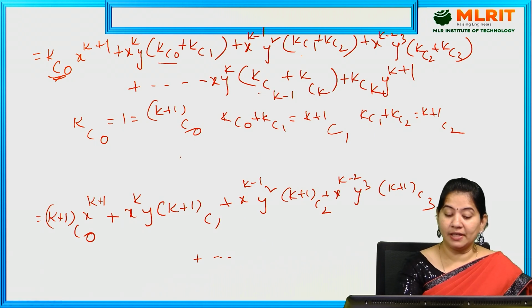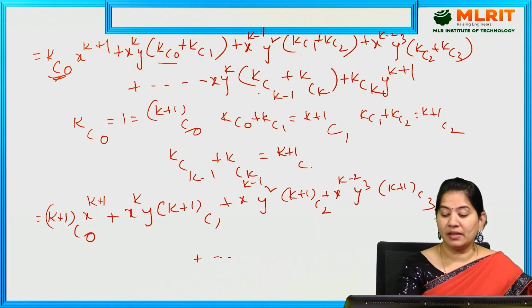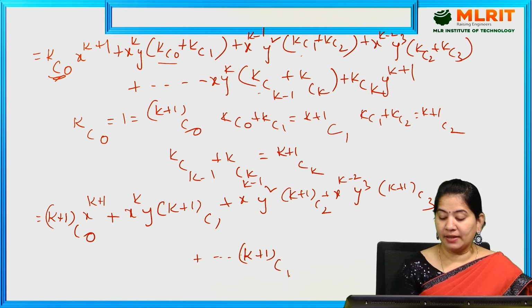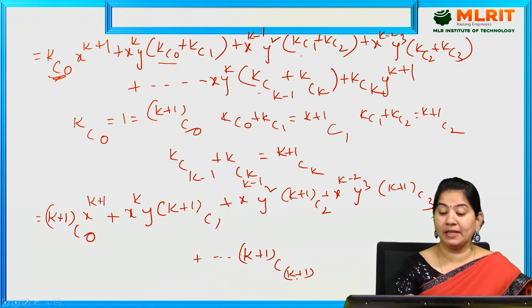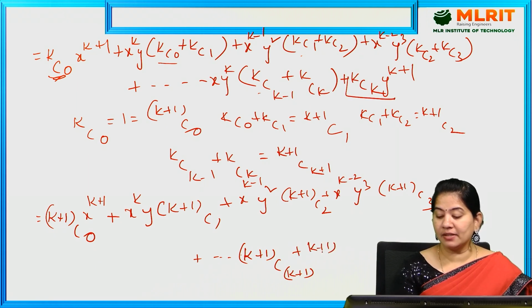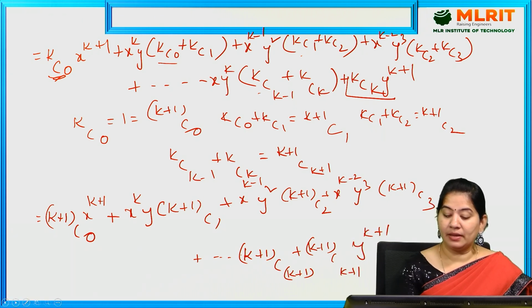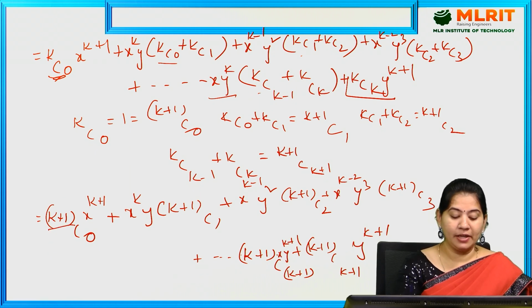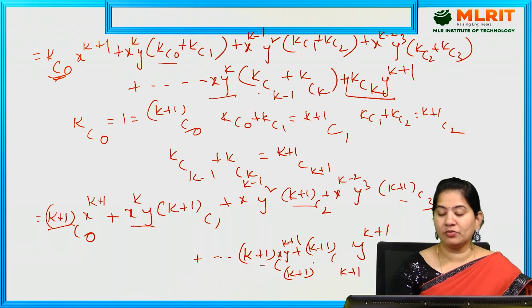And even if you observe here kc k minus 1 plus kc k is equal to k plus 1 ck. So here you will get k plus 1 ck plus 1. And kck is nothing but k plus 1 ck plus 1 and y power k plus 1. Now if you observe, everything is in the form of k plus 1 only.